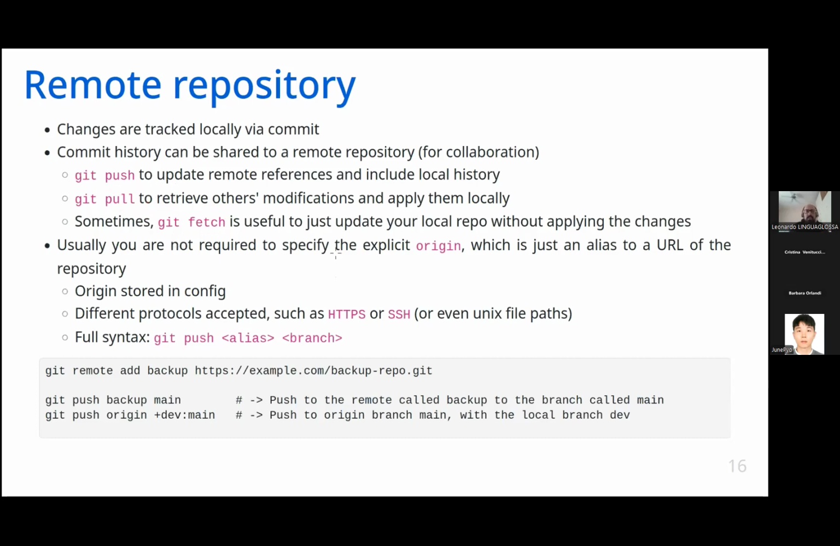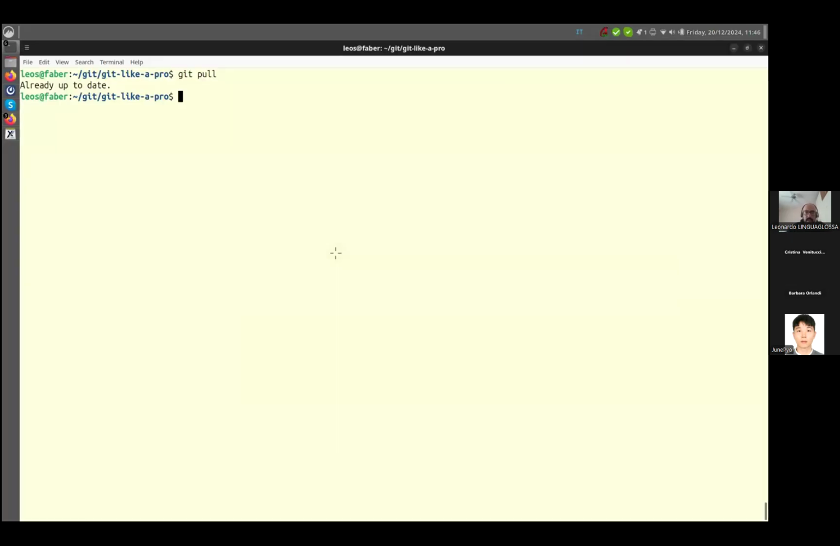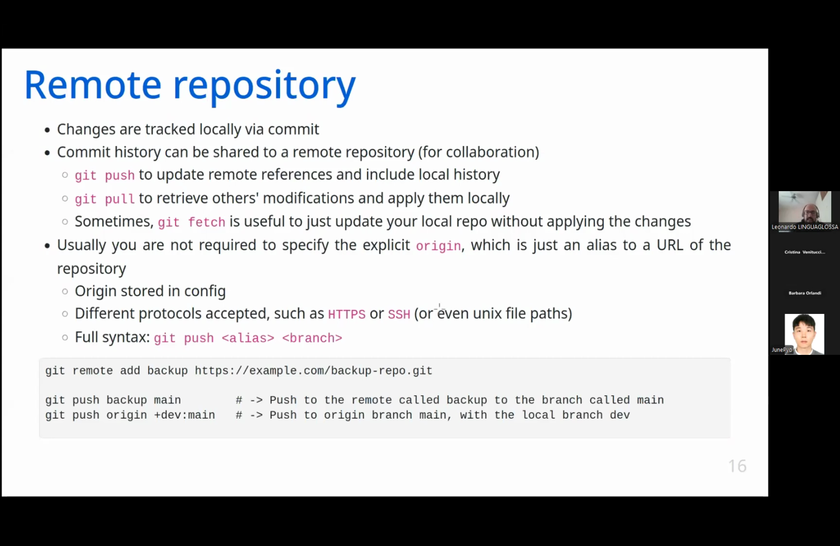Now, in Git, as you have seen, I typically use just git pull or git push without specifying anything. The full syntax requires an explicit origin and an explicit branch name. So the actual syntax is, for instance, git push alias, that is a URL typically, and branch, that is a master, that is a development branch, etc.